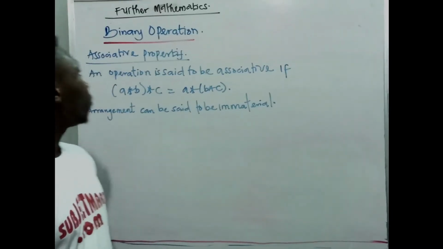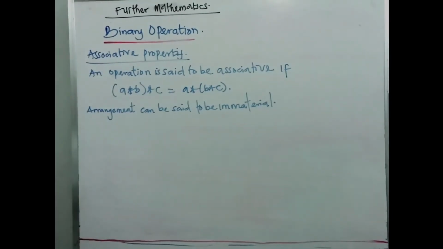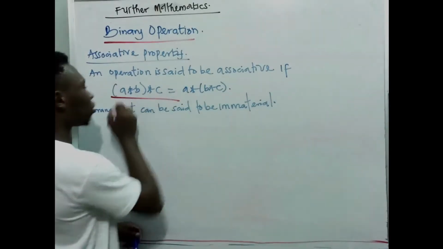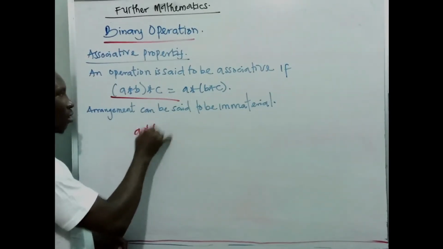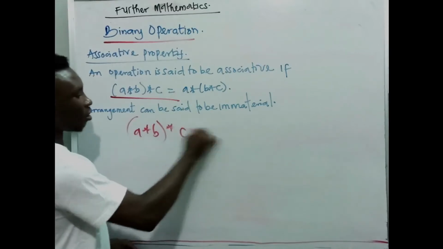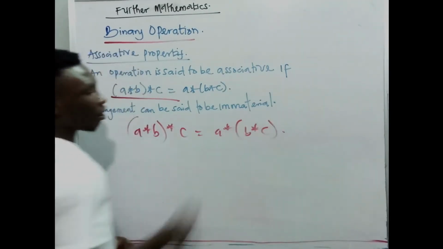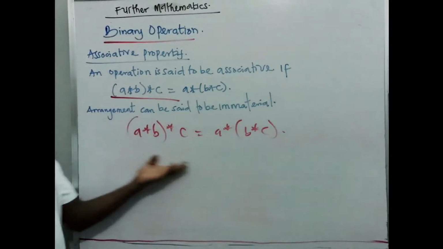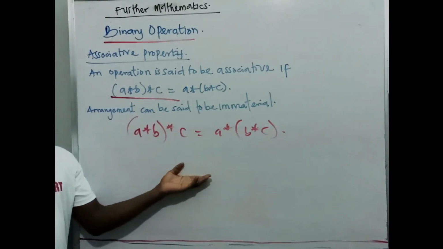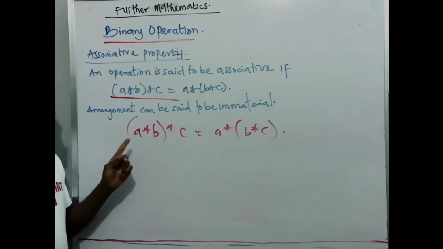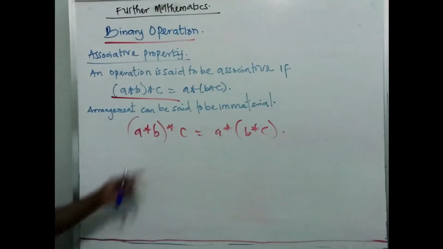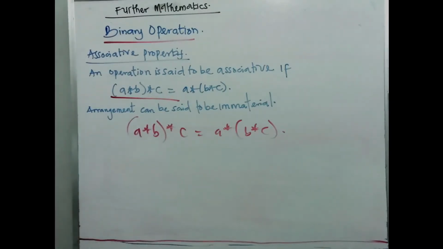Okay. Now, associative property. An operation is said to be associative if (A operation B) operation C is equal to A operation (B operation C). If this particular condition is satisfied, it is said to be what? Associative. Now, I can pick up clear examples with numbers.